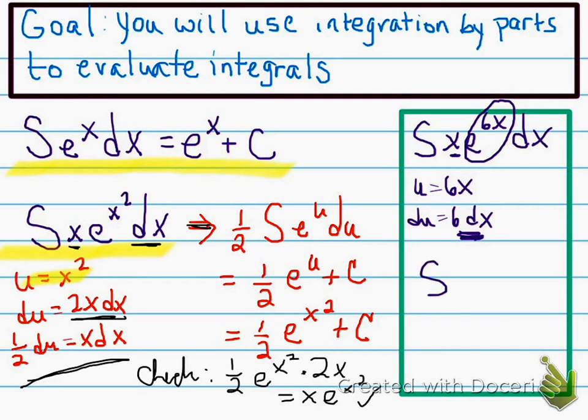In other words, we'd be left with 1/6 and x e to the u du. We can't integrate when we have a mix of two different variables. We also can't integrate a product. Well, we can do this using a method we're going to call integration by parts, and that's what we're going to look at today. So by the end of class today, you should know how to integrate in a problem like this.